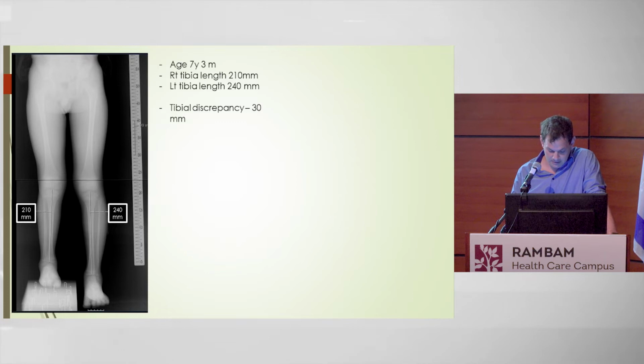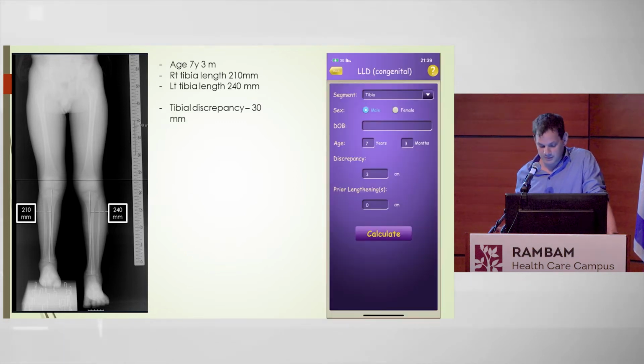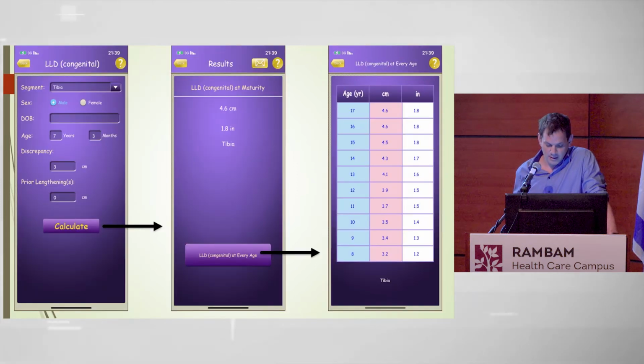Of course, in the smartphone era, we don't have to use a calculator, and there's a smartphone app for the multiplier method. All we need to do is to insert the bone we are talking about, the gender and the age of the patient, and the discrepancy between the long and the short segment. And we can get the LLD at maturity and the LLD at every age until reaching maturity. In this patient, we needed to lengthen the tibia by 4.6 centimeters, and we did it in 2 steps using proximal tibial osteotomies and hexapod frames.